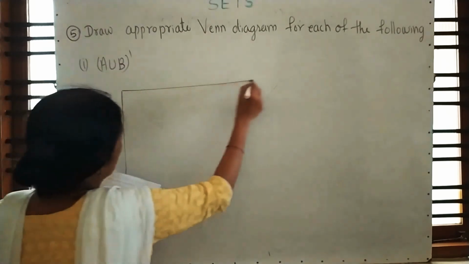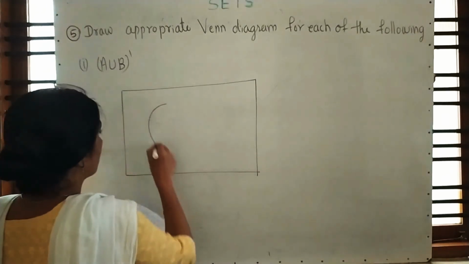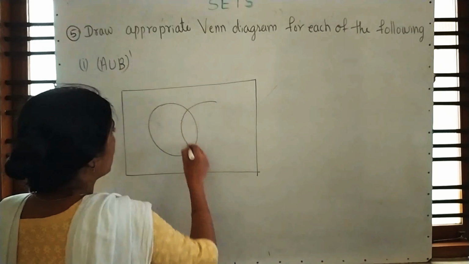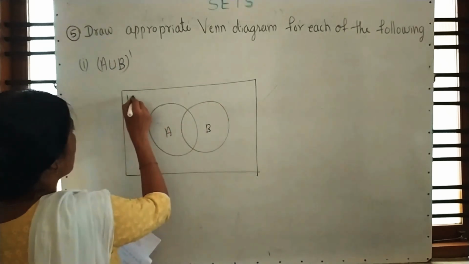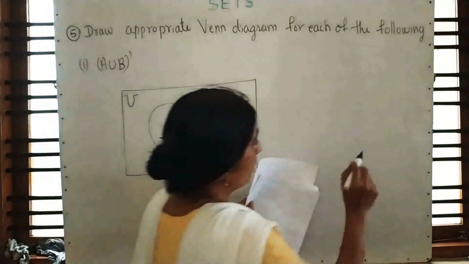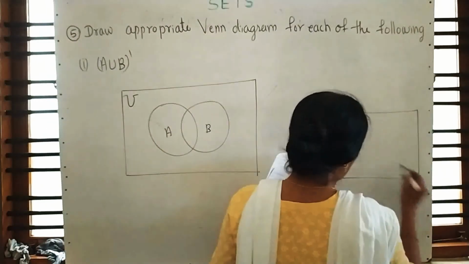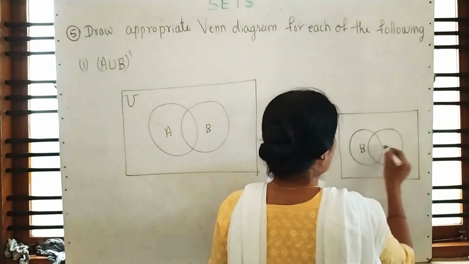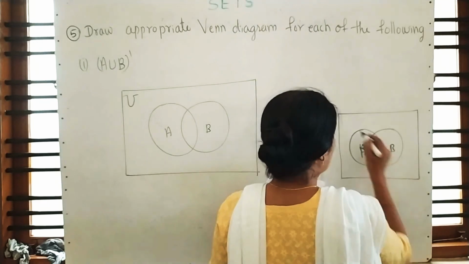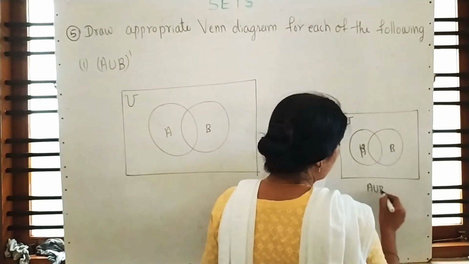So already you are familiar. I will first show on the side what is A union B. This is set A, this is set B. This is A and this is B. This is a universal set. This is for your reference, students. Please note down. This is set A. This is set B. This is A. This is B. This is universal set.